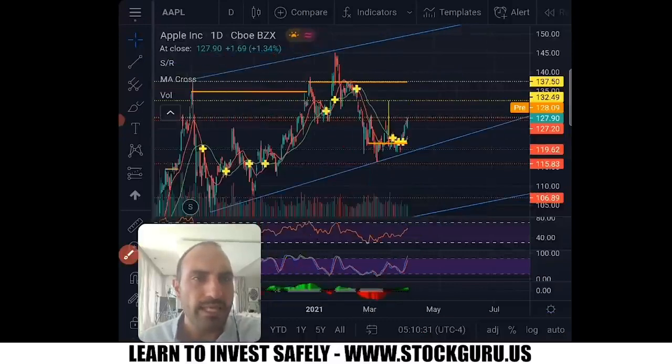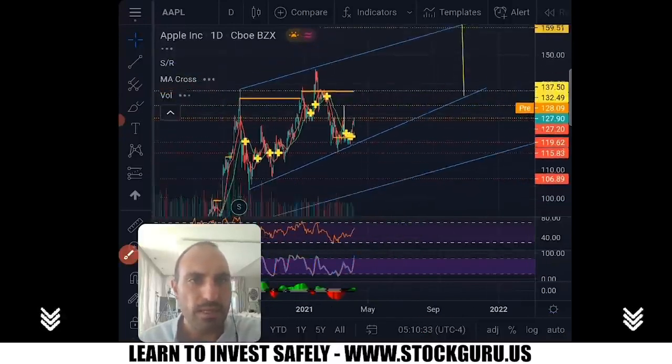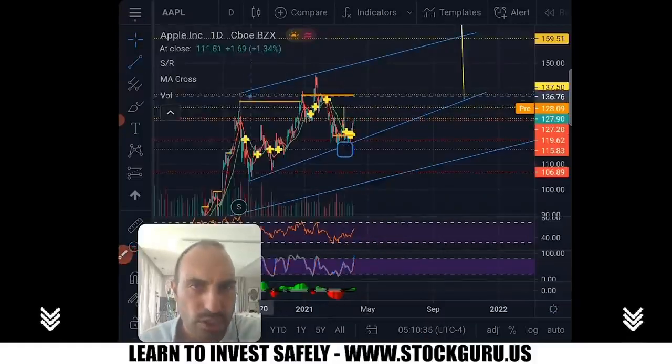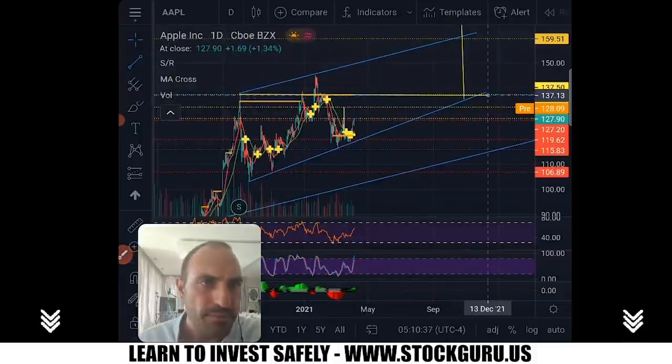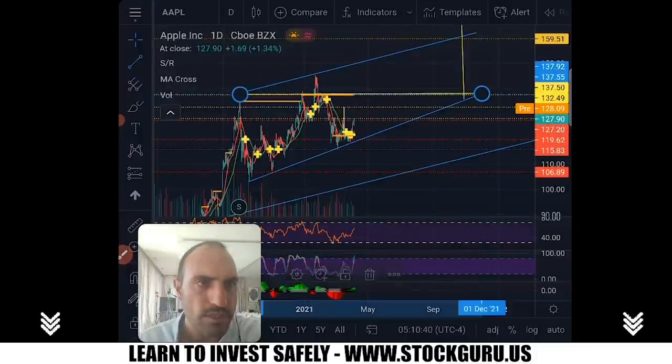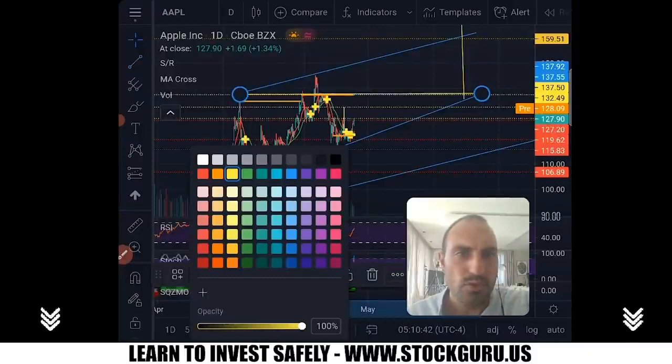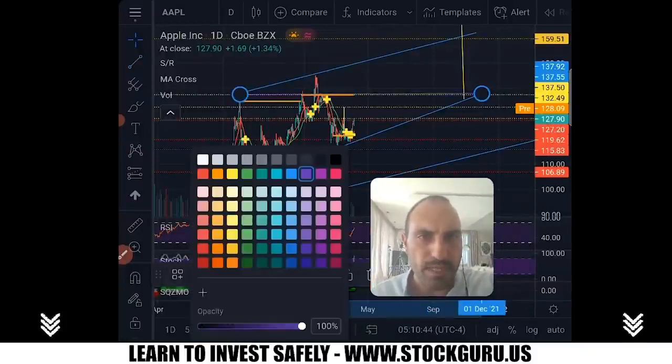Then more than likely, it looks like it's making an ascending wedge here. I'll draw in this wedge just so you can see it more clearly. It seems to be making an ascending wedge. I make that blue line. So that's a wedge that Apple is moving in.